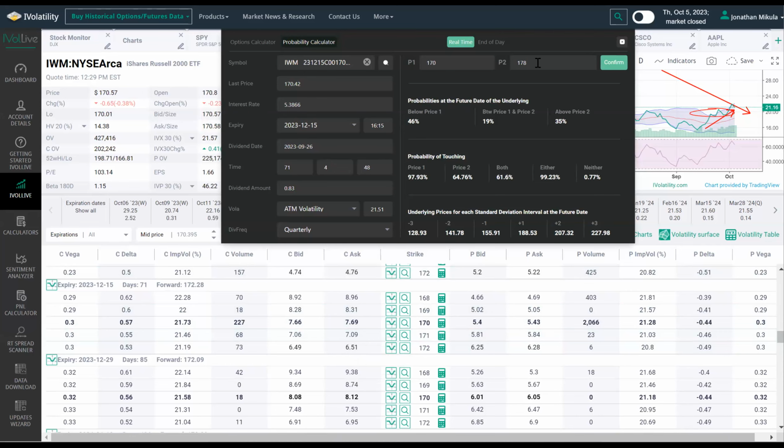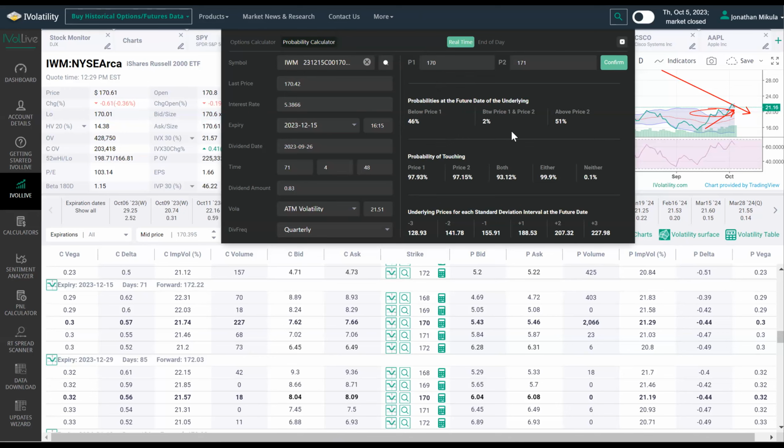The other interesting thing we could do, if we go back to the 171, there's a 46% chance we'll be below 170, and there's a 51% chance we'll be above 171. So what this is telling us is it's highly unlikely IWM, the Russell 2000, is just going to stay where it is. There's only a 2% chance it's just going to stay between 170 and 171. So for me, that makes it very interesting to analyze a potential straddle and a potential strangle trade, right?